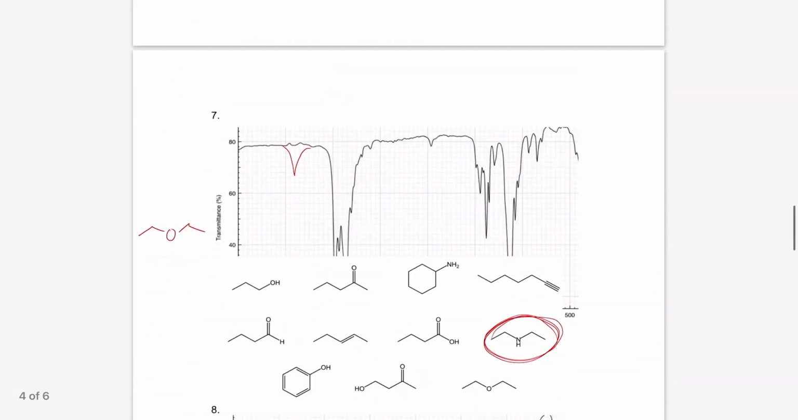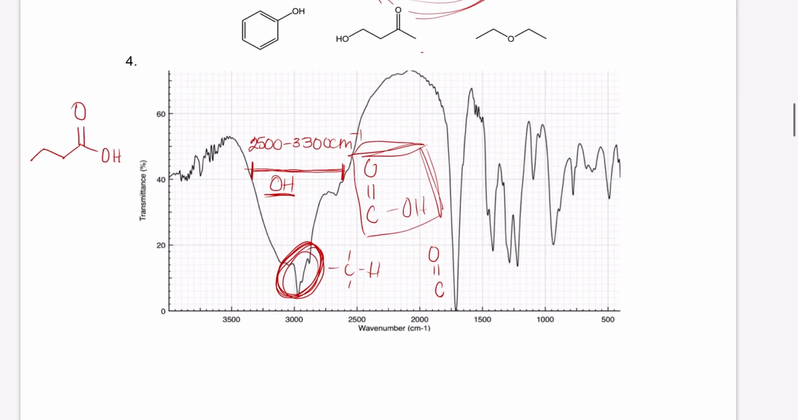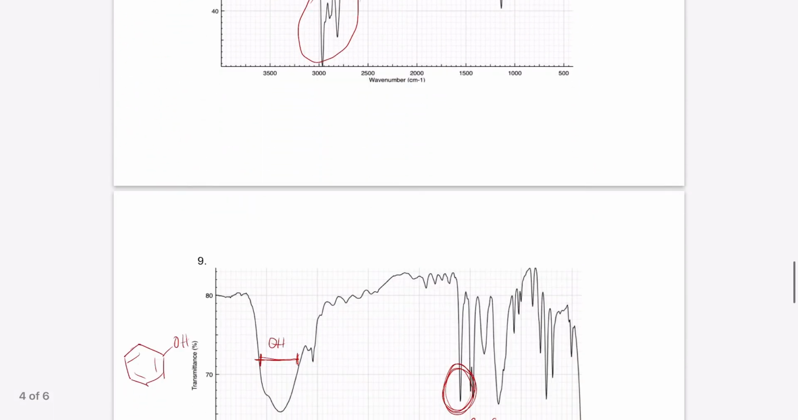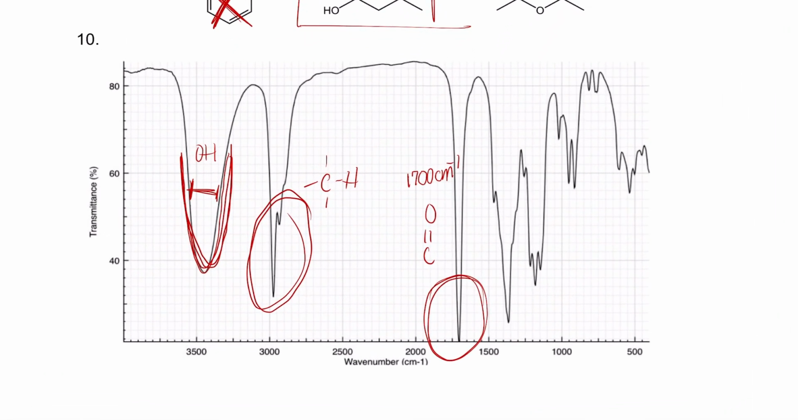Whereas if we were to go back to question 4, we have a really, really broad OH, a really broad band ranging from 2500 to 3300. And we can see how our alkane stretching, again, it's mixed in with that OH group. And so that's how we know that question 4 is a carboxylic acid. And question 10 is just 2 different functional groups, a ketone and an OH group.